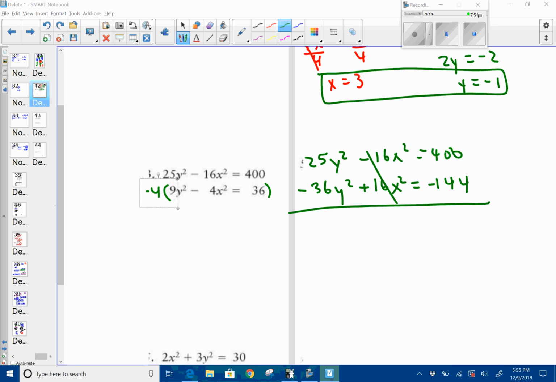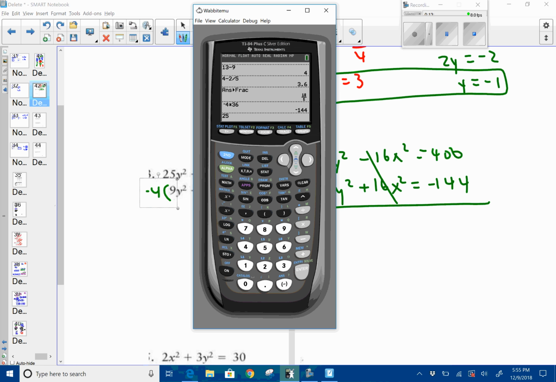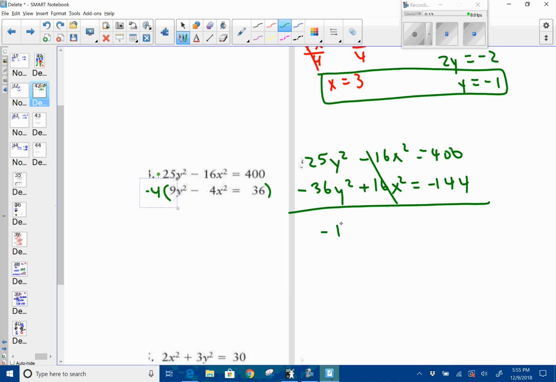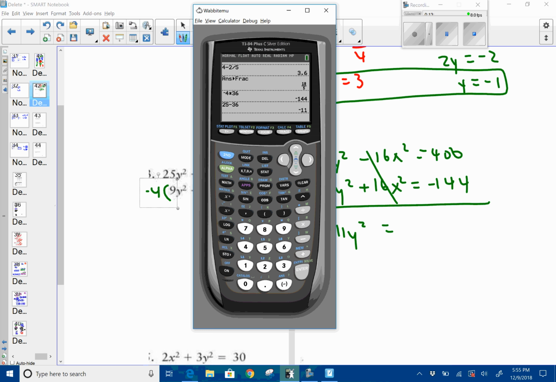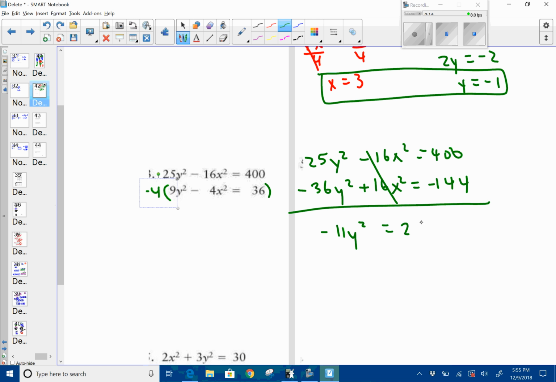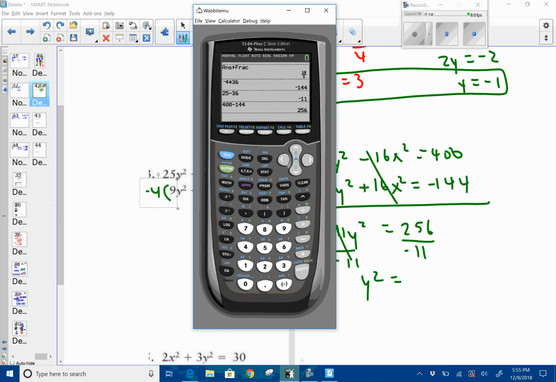So 25 minus 36 is equal to -11. So I have -11y squared, oh, Joey, I'm sorry, is equal to 400. 400 minus 144 is equal to 256. Divide both sides by -11. You get y squared is equal to 256 divided by -11.